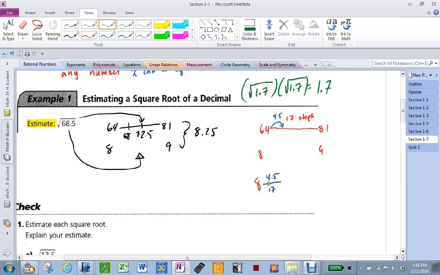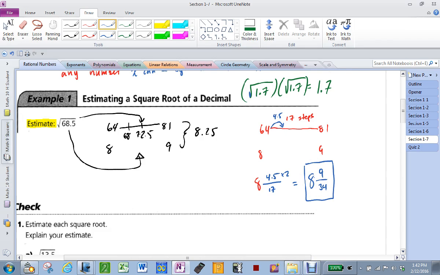How do we turn that into a fraction that we like? What do I have to do to fractions to keep the value the same? Multiply. If I multiply this by 2, what do I get? 9. And that's allowed, isn't it? Whole number. But if I multiply this by 2, what do I have to do to the other? Multiply by 2. 17 times 2 is 34. Cool? And that is the best estimate we can give.